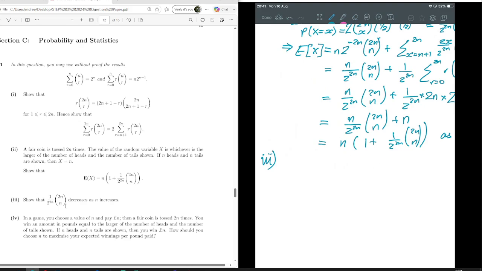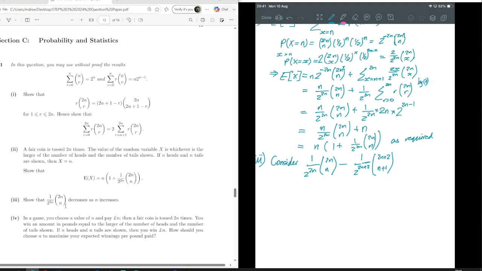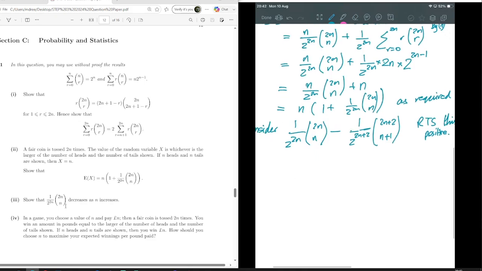So I'm going to consider, I want to show this is decreasing, so I'm going to consider a particular term minus the next term. So that'll be 2n plus 2, 2n plus 2, and n plus 1. Now, if I can show that this is positive, this says the things are decreasing. So we're required to show this is positive. So that's my plan going on here.